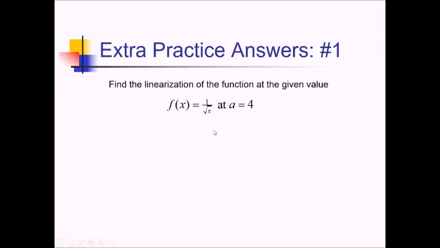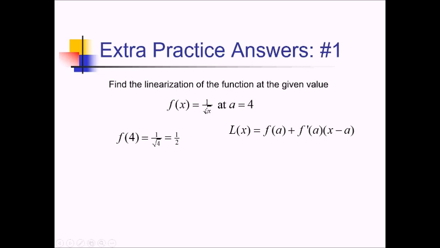To find the linearization of this function at a equals 4, let's first start with the general formula. L of x equals f of a plus f prime of a times x minus a. And now for f of a, that's basically going to be plugging 4 into this function here. So 1 over the square root of 4, which is going to be 1/2 if we simplify it. And now for f prime of a, well, first we need to find f prime.